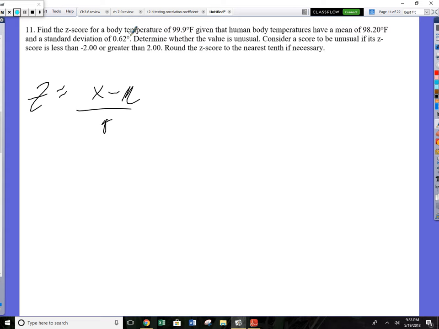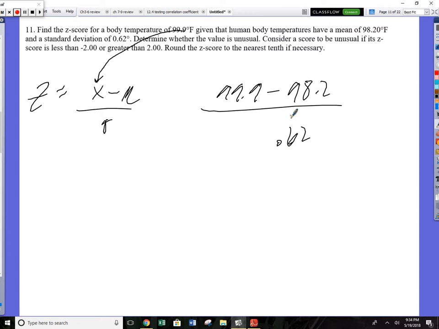So find the z-score for a body temperature of 99.9. That's what they're giving you. That is the data value. The average human body temp is 98.2, so you're just going to go 99.9, subtract the mean, 98.2, and you're dividing that by sigma. Standard deviation is 0.62. So you do that on your calculator, hit enter, and you should get a z-score of 2.74. Now that means this.